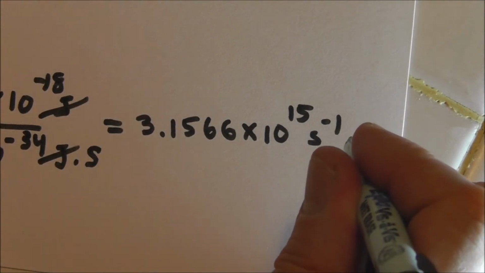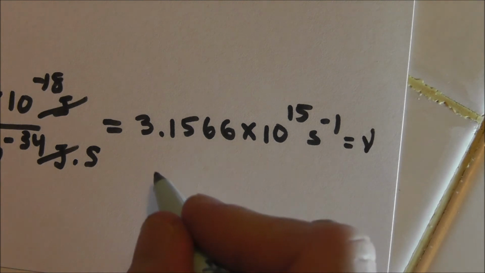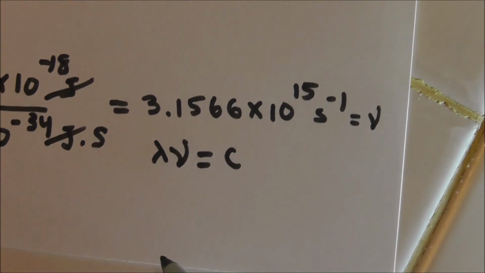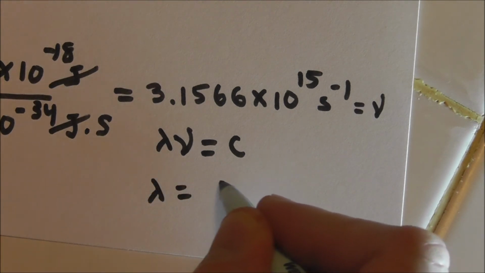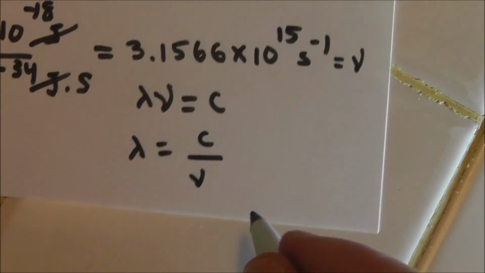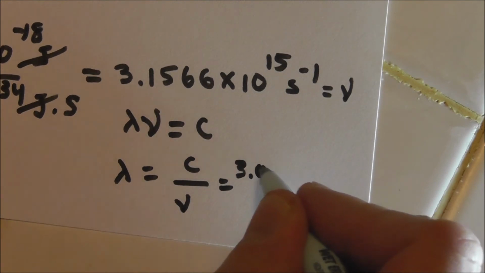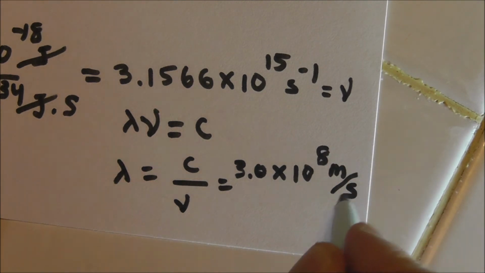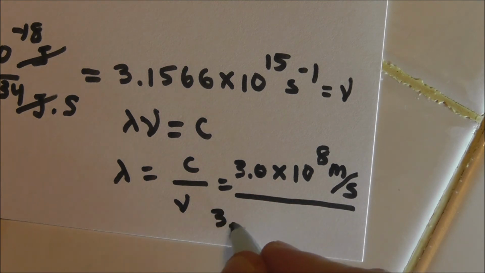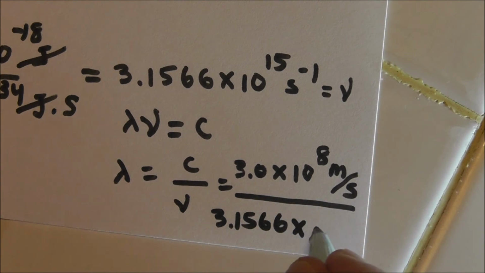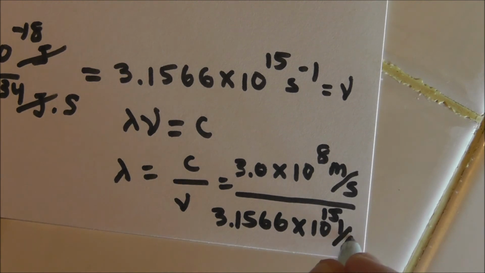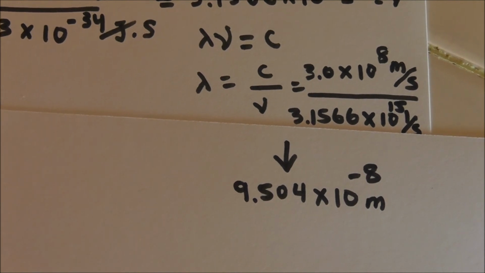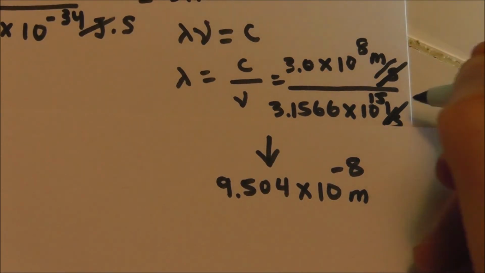Now, that's frequency. We need to find the wavelength using the relationship that wavelength times frequency is the speed of light. That means wavelength is the speed of light divided by frequency. Speed of light is 3.0 times 10 to the 8th meters per second. Our frequency we just determined is 3.1566 times 10 to the 15 inverse seconds. Now let's find out what that is. The result of that calculation is 9.504 times 10 to the minus 8. The units are meters because inverse seconds cancel.